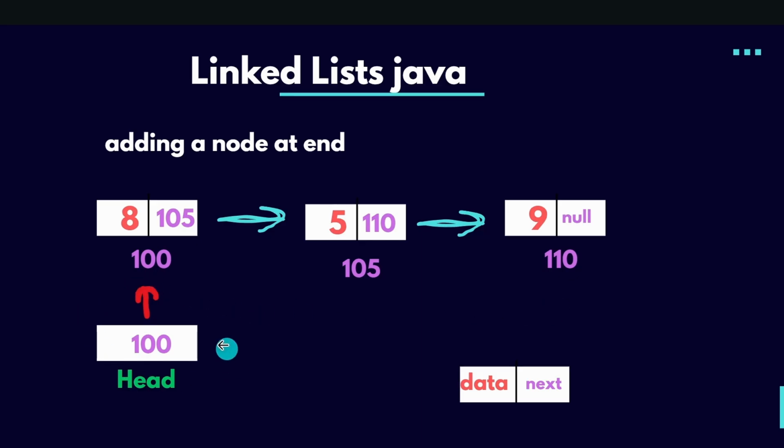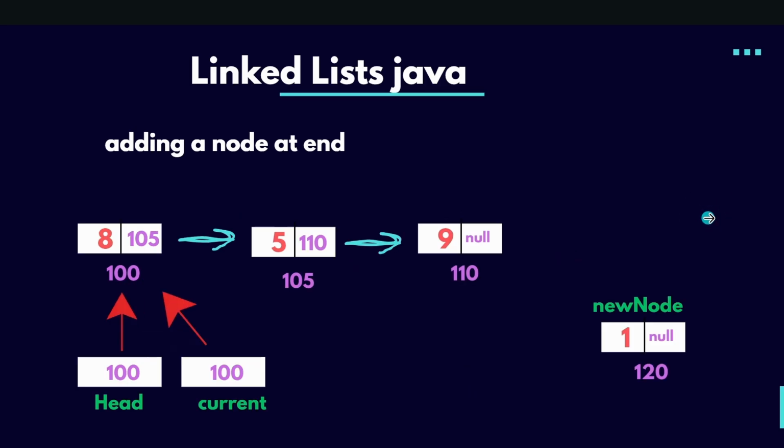You can see we have a head pointer that is pointing to the first element, to the first address. Now what we need to do is add this new node at the end. For that we need to have a new pointer that is the same as the head, with the same address 100, pointing to the first element of this linked list. I will now explain what we can achieve with this current pointer.